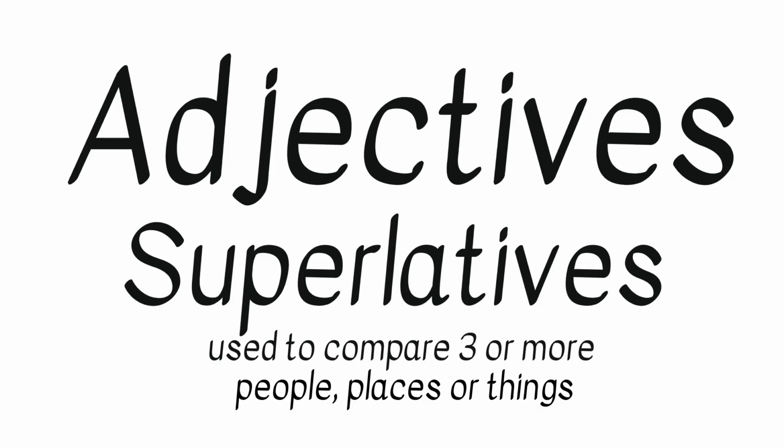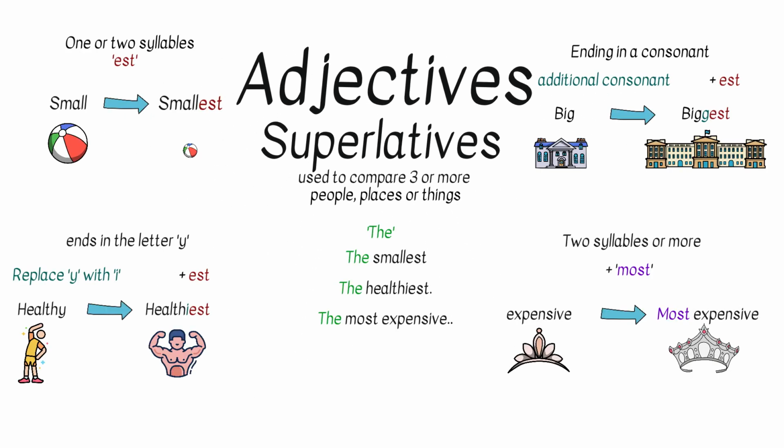Okay, let's recap. Today we learnt about superlatives. Superlatives are used to compare 3 or more people, places, or things. There are various grammar and spelling rules to form a superlative. Here they are. For one-syllable adjectives, add est. For example, the smallest. If the adjective ends with a vowel followed by a consonant, we double the consonant. For example, big becomes the biggest.